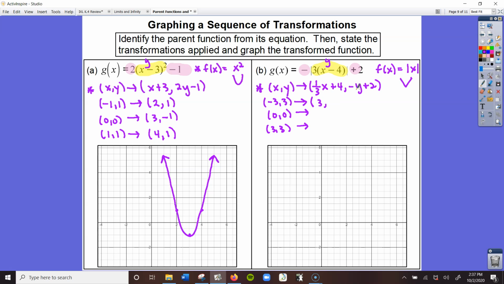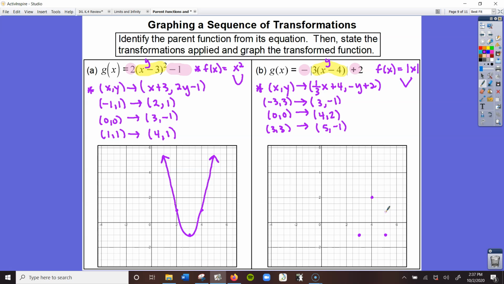Then positive 3, when I plug it into the rule for the y, would become negative 3 plus 2, which is negative 1. When I plug in 0, that would give me 4, 2. And when I plug in 3, 3 divided by 3 is 1, plus 4 is 5. And then negative 3 plus 2 is negative 1. So these are my new points, and I'm going to go ahead and put that on my graph. So we have 3, negative 1, 4, 2, and 5, negative 1.